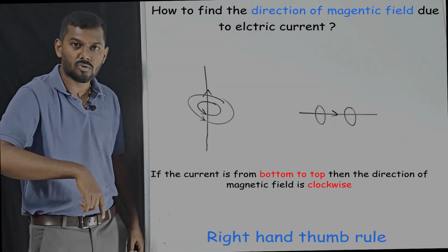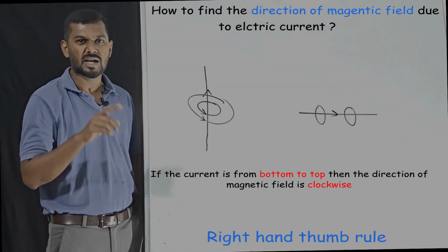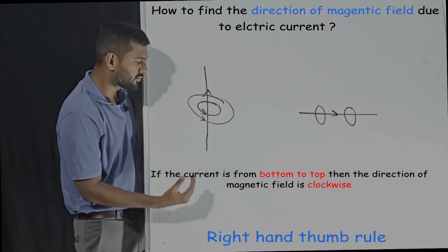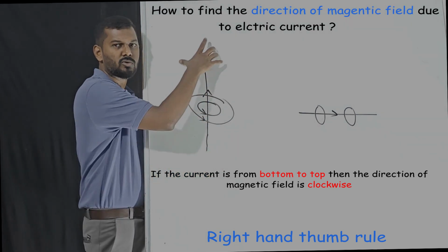If you see from the top view, clockwise will become anti-clockwise. That's why you have to be very careful. So you have to see from the bottom view if the current is coming from bottom to top.